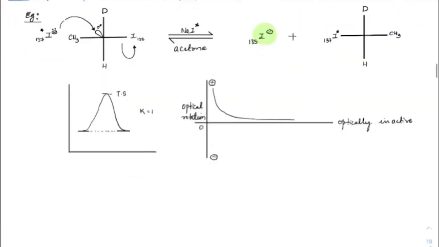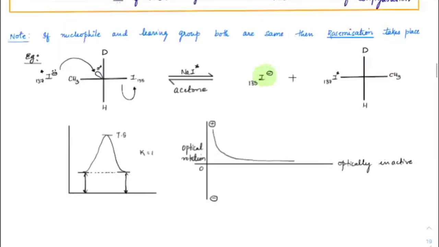If you see the energy profile, it has started with this and it has ended with this, right? So it is the same molecule, the energy is almost the same. Hence you would see for this kind of racemization, K is equal to 1. Okay.